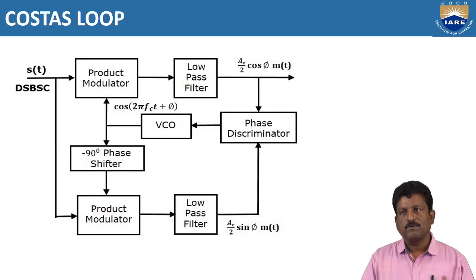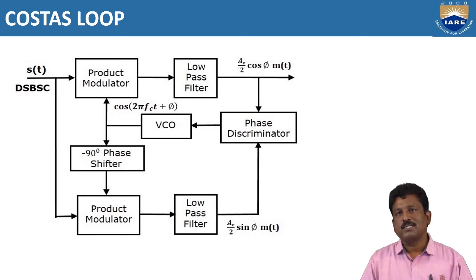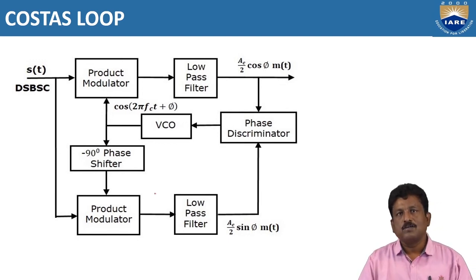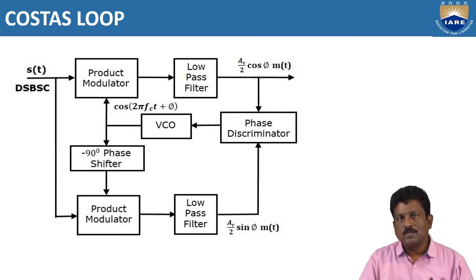Then coming to the second one, the Costas loop. Why it is a loop: there is a feedback action, a looping action. So there is the input and then a feedback action here. It is operating in a loop, so it is a Costas loop. By observing the diagram, you can easily understand that it is a combination of two coherent detectors, with the carrier phase shifted by 90 degrees.